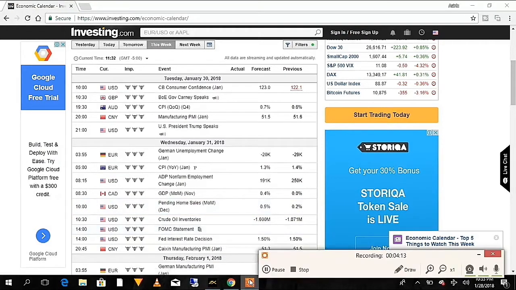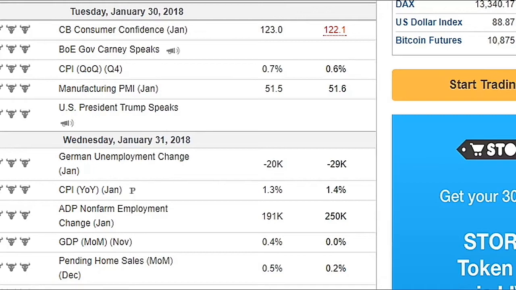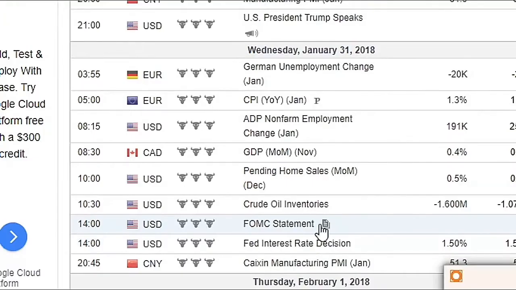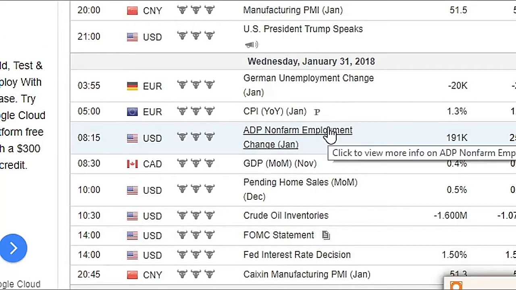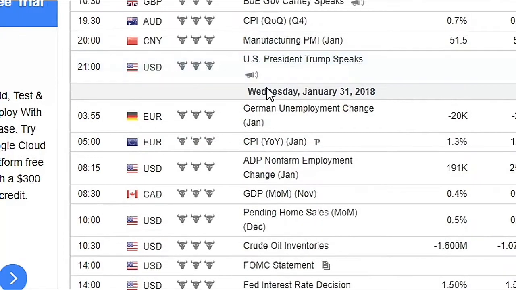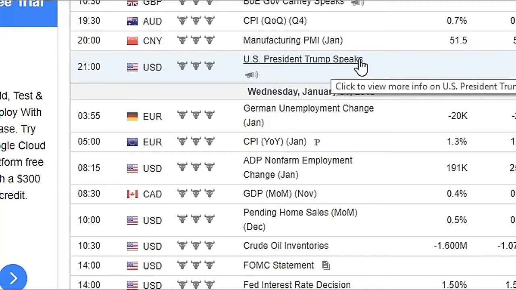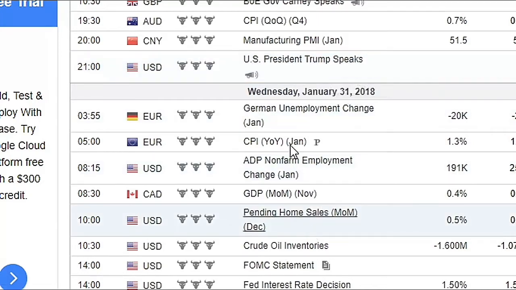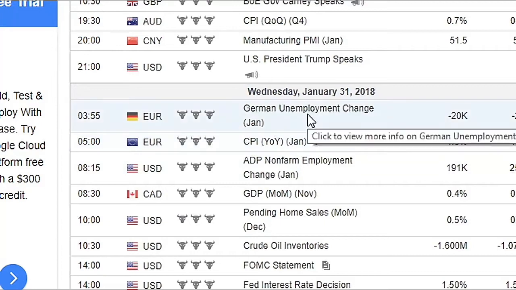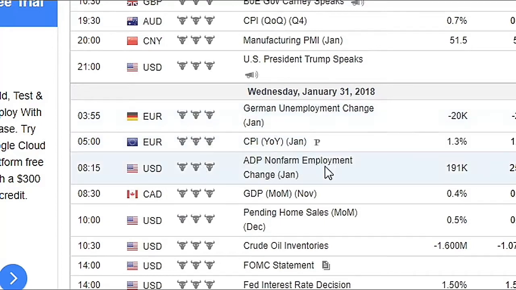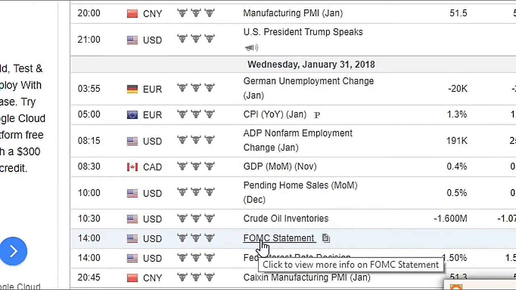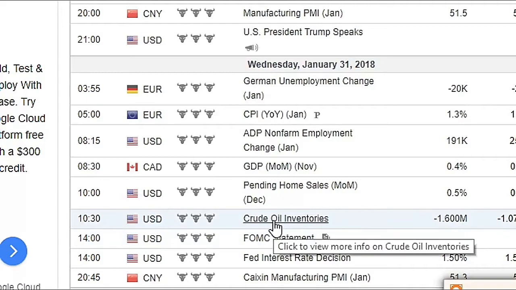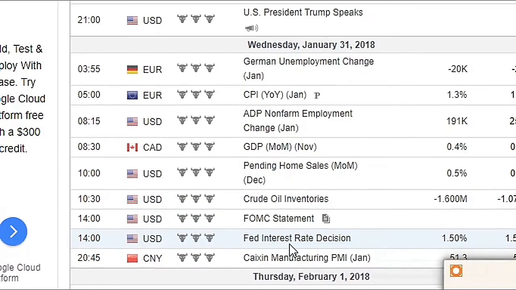Okay, I zoom it. I think FOMC is the very strong news for the USD. And that day, 31st January, we get a huge movement in the market, because the previous day we will get a President Donald Trump speak, and after that day we will get the Euro strong news also, and the NF non-farm employment, and the pending home sale, and FOMC news, and another news is crude oil inventories. So and Fed interest rate decision.